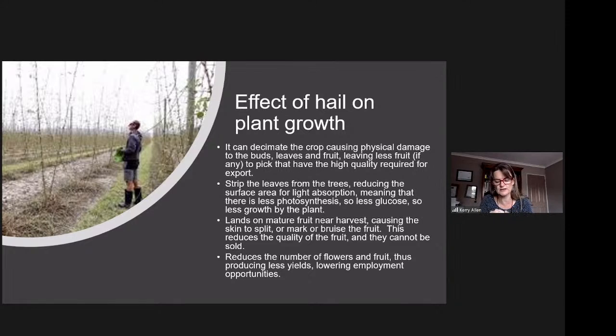If your crop is near harvest and hail splits it, like in a cherry, you can't sell those, or you may not be able to pick them. It marks and bruises them, and therefore you reduce that quality. Some might be able to go to processing, but as you know, processing doesn't sell as much as fresh fruit. If it occurs when there are no crops, no fruit on, you often will just have less yield, and if we move into the social things, you'll have less employment because harvesting won't occur.